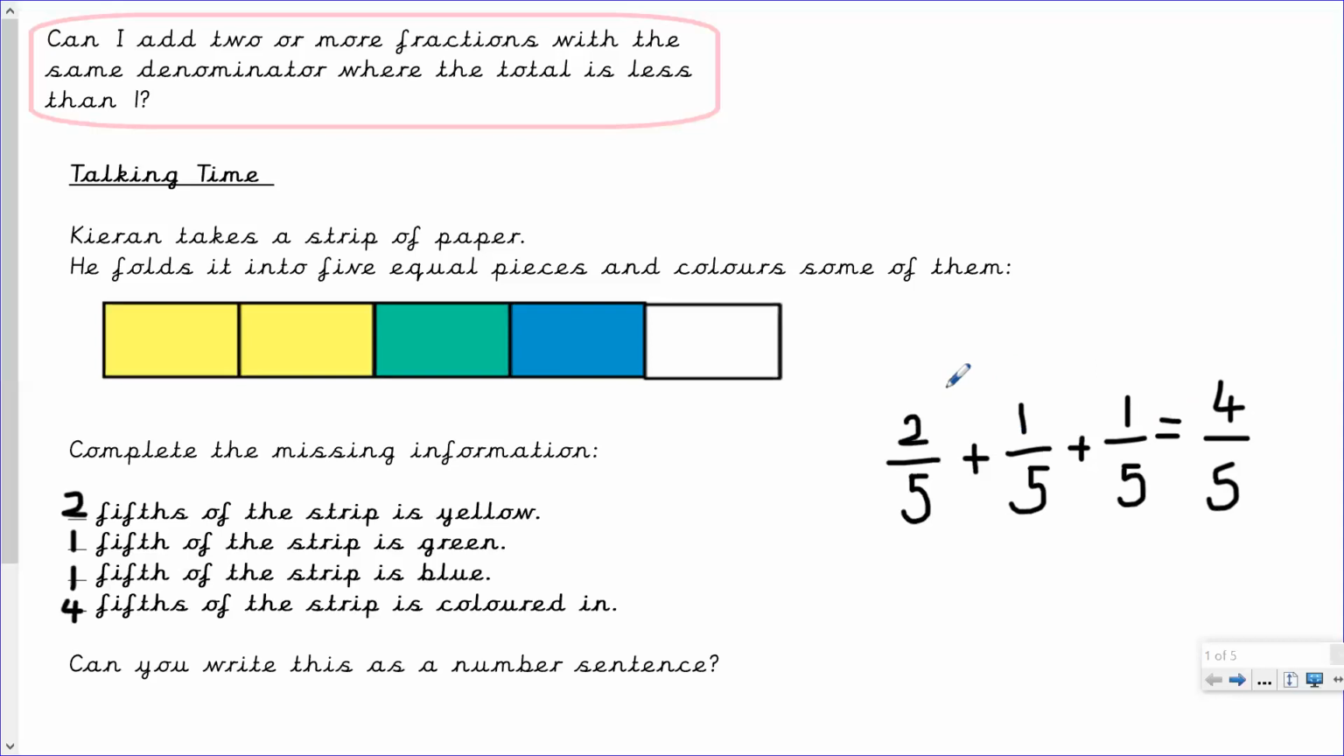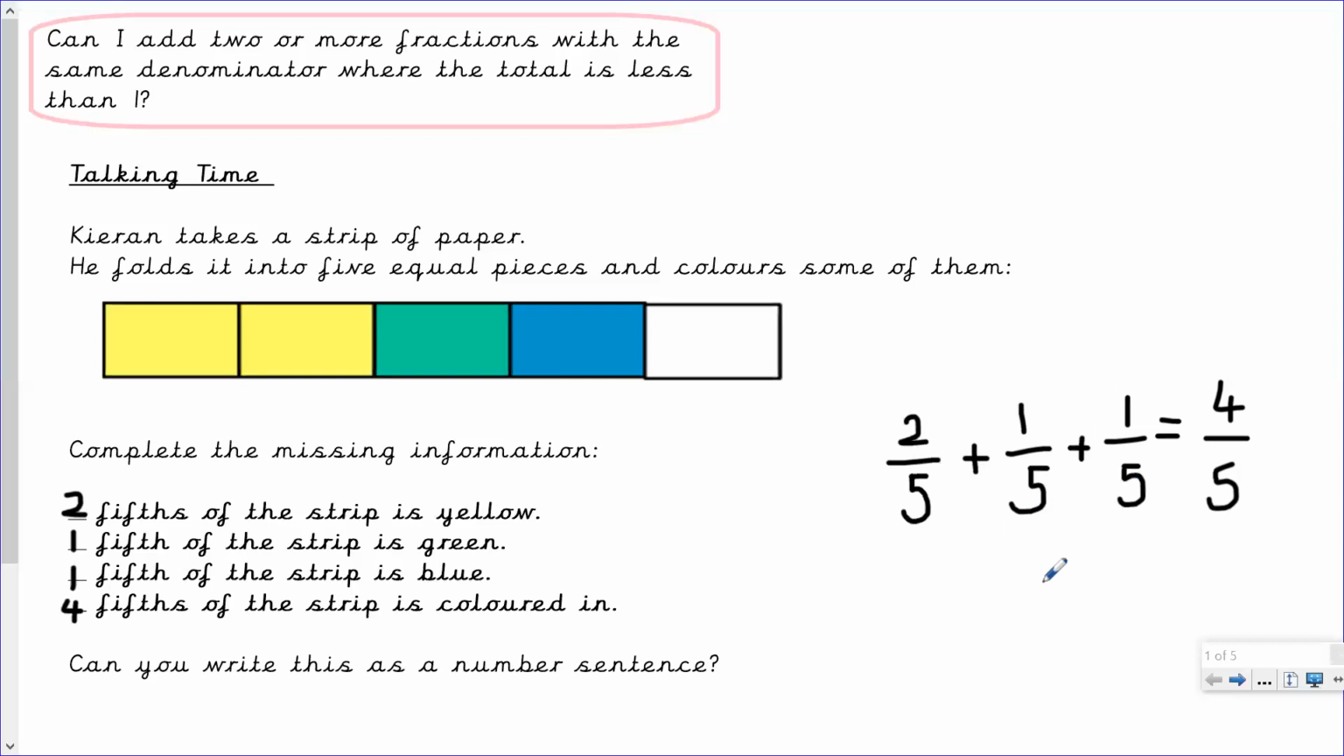But if we've added the numerators, what's happened to the denominator? Well, we can see that the denominator has stayed the same. If we added the numerators, why did we not add the denominators? Why did the denominator not equal 5 plus 5, which is 10, plus 5, which is 15? Pause the video and have a think about what the denominator represents in a fraction and why you think it didn't change.